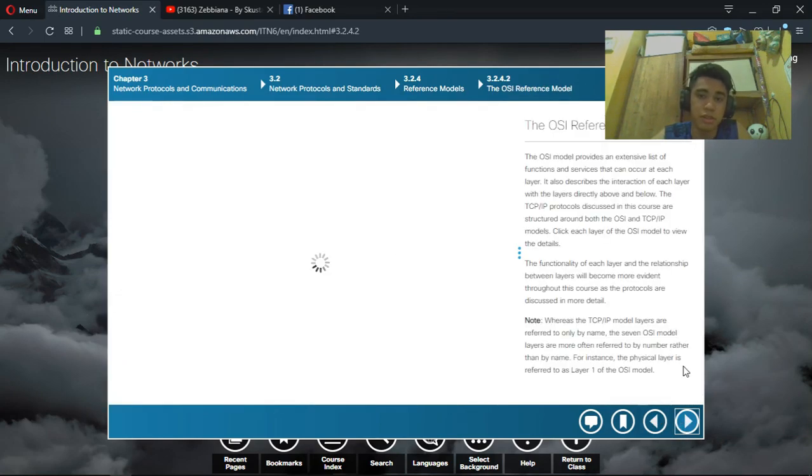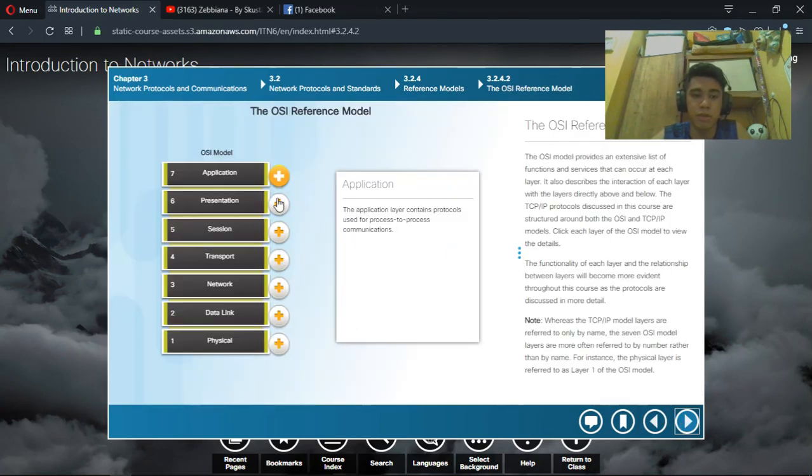And next, the OSI reference model. The application layer contains protocols used for process-to-process communication like HTTP, where the user interacts. The presentation layer provides a common representation of data transferred between application layer services, like GIFs, pictures, videos, like that. The session layer provides services to the presentation layer to organize its dialogue and to manage data exchange.